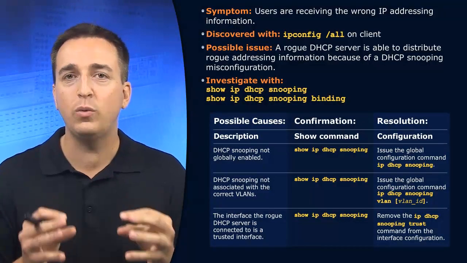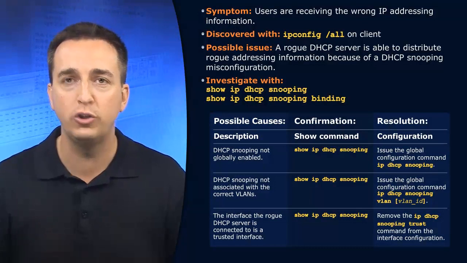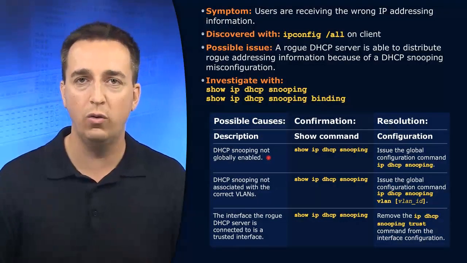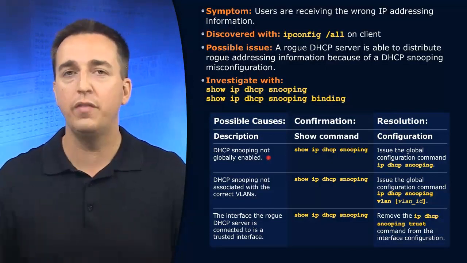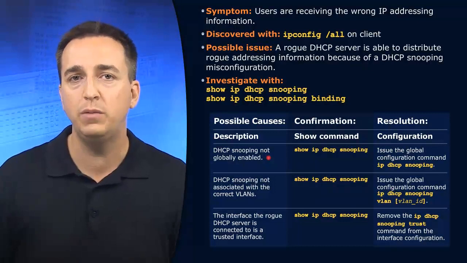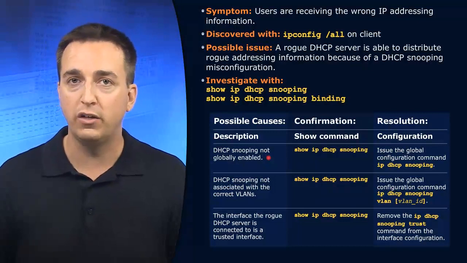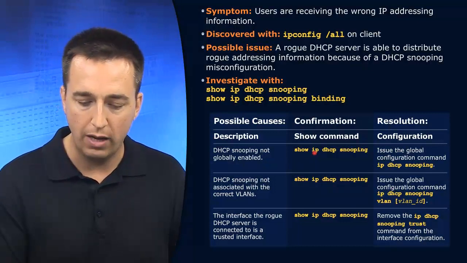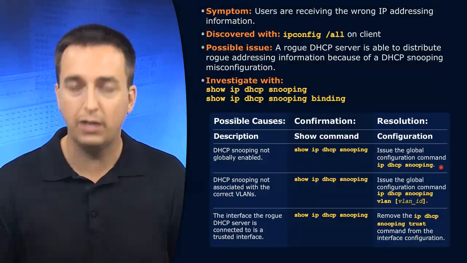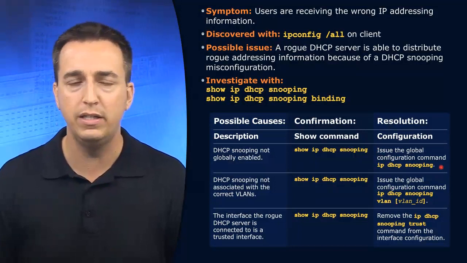So what are the things we need to keep in mind while we are troubleshooting DHCP snooping? Well, the big one is, did you enable it globally? It doesn't matter if you did all the other configurations. If you fail to enable it globally, then DHCP snooping will not be functioning correctly. So you can use the command show IP DHCP snooping to verify if it's enabled globally or not. And the command to enable it globally is IP DHCP snooping.